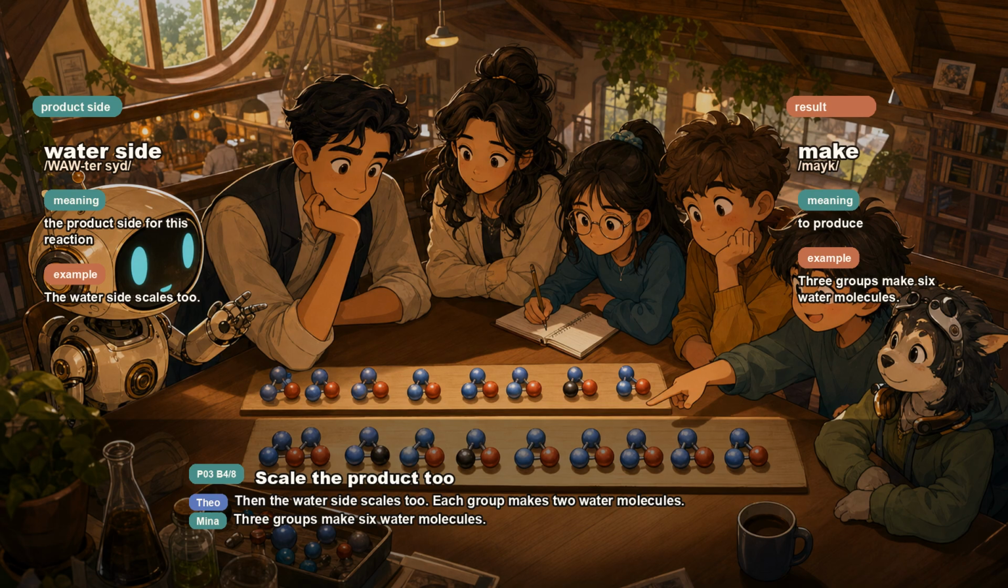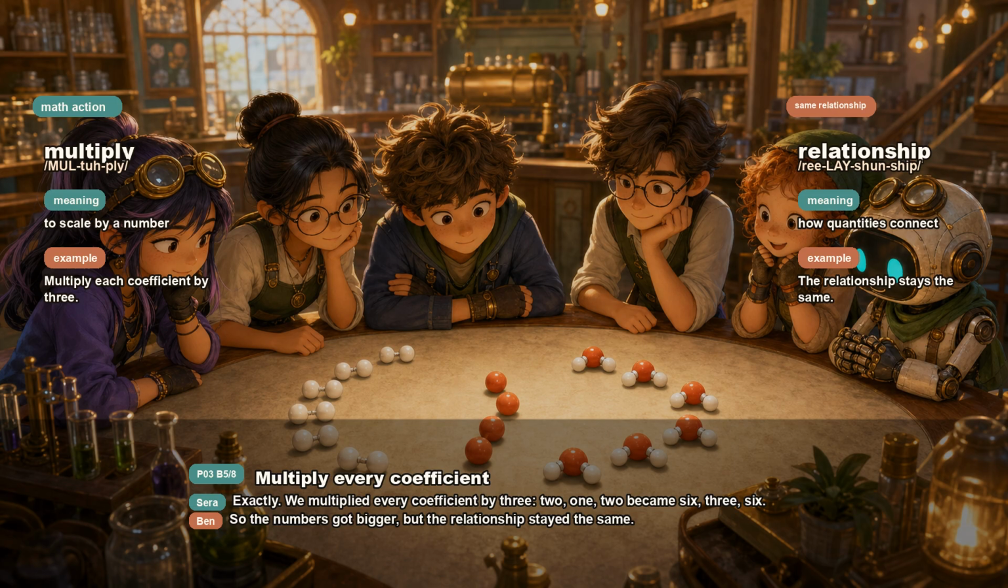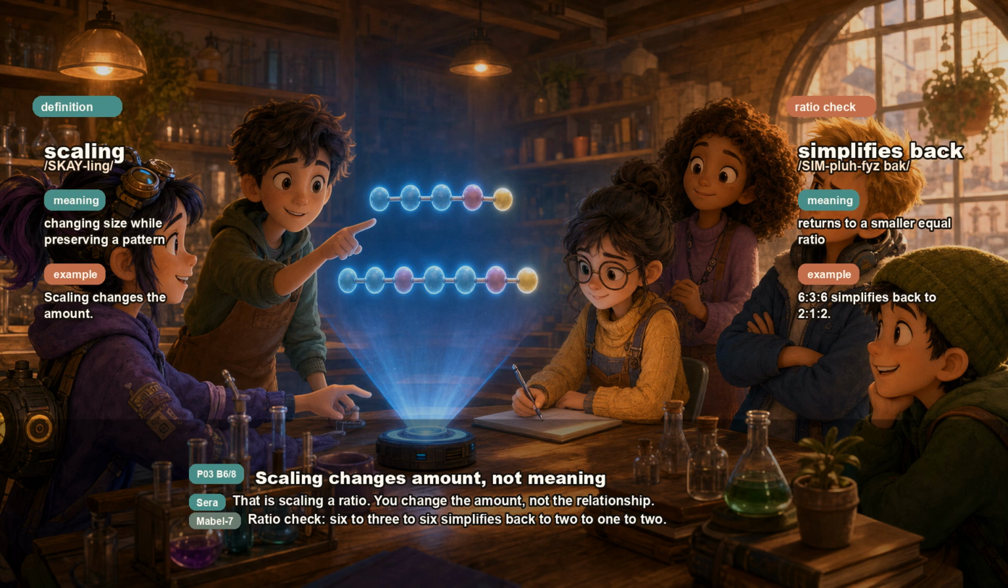Then the water side scales too. Each group makes 2 water molecules. 3 groups make 6 water molecules. Exactly, we multiplied every coefficient by 3. 2, 1, 2 became 6, 3, 6. So the numbers got bigger, but the relationship stayed the same. That is scaling a ratio. You change the amount, not the relationship.